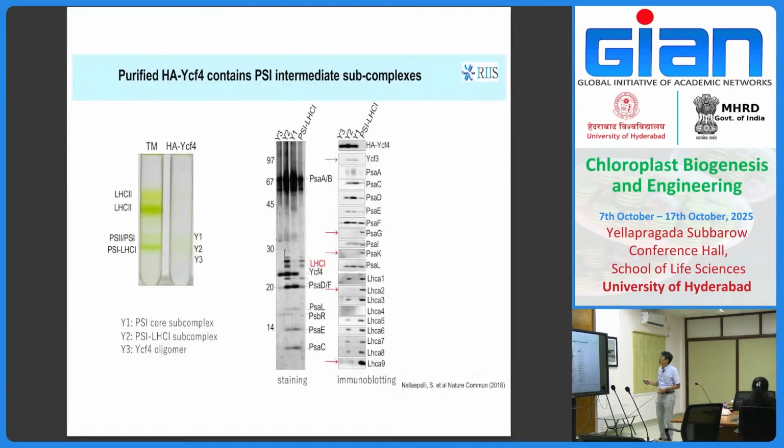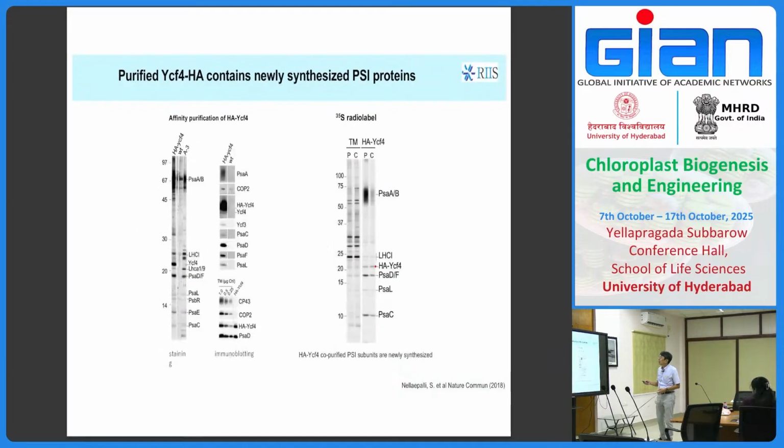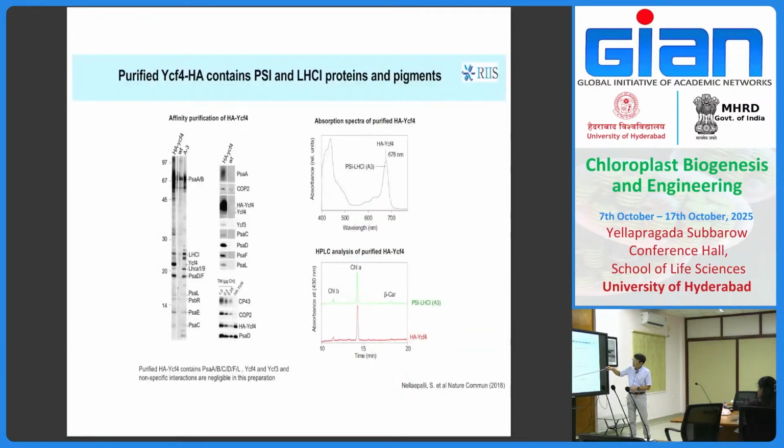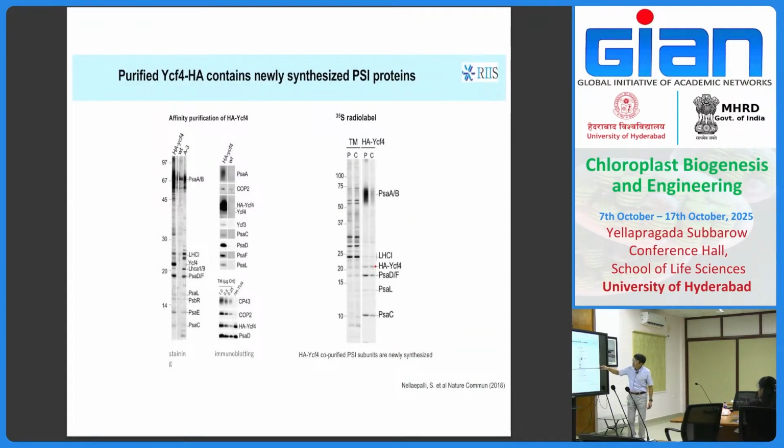This is better. Okay, so this is a result of purification. It's a little small. This is A3, purified PS1 complex, to show the position of PS1 and LHC1 polypeptide on the gel.